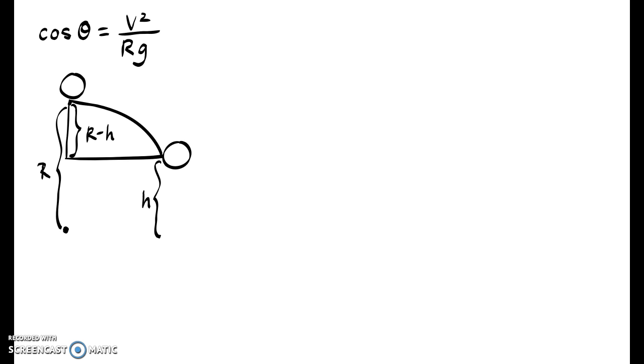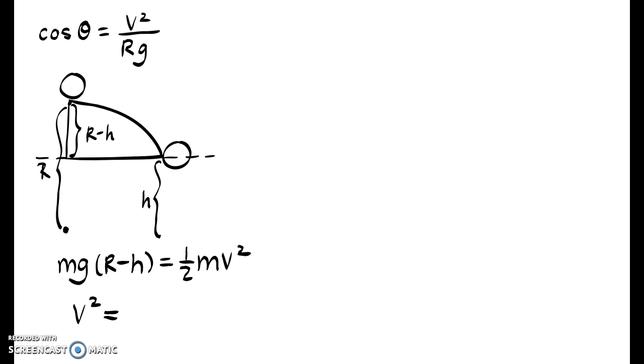At this bottom line, we define our zero potential energy for gravity, and at the beginning we consider it to be at rest, so it has no kinetic energy. Then we can write our equation to be m times g times the distance, namely r minus h, is equivalent to the kinetic energy at the point where it leaves the sphere, namely 1/2 mv squared. Then v squared, where we divide by m and multiply by 2 on both sides, is just 2 times g times r minus h.